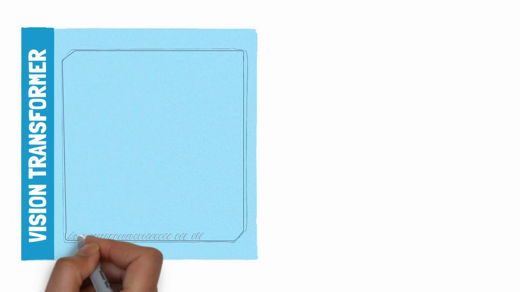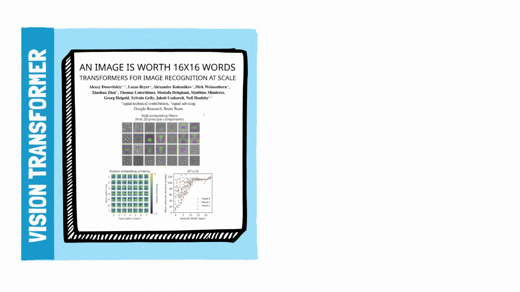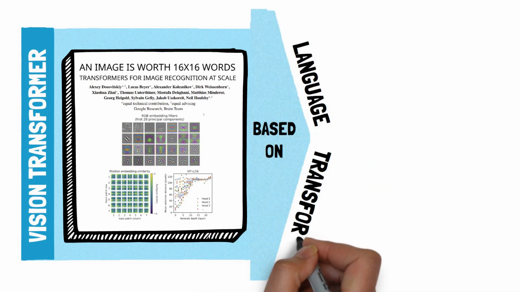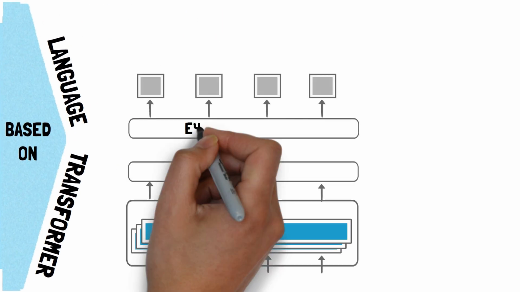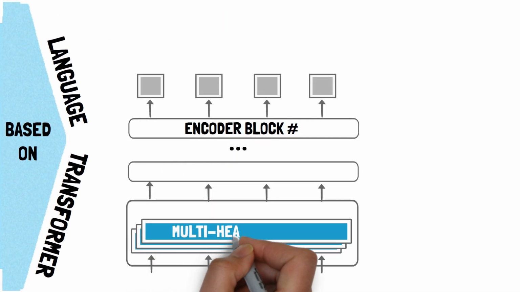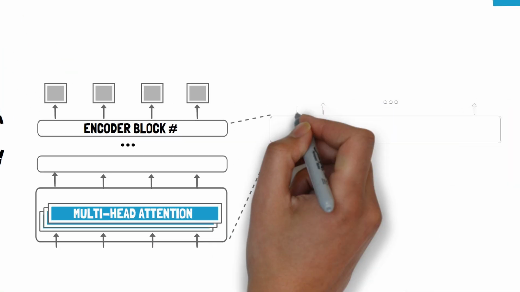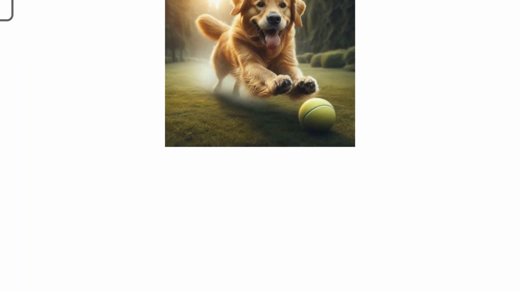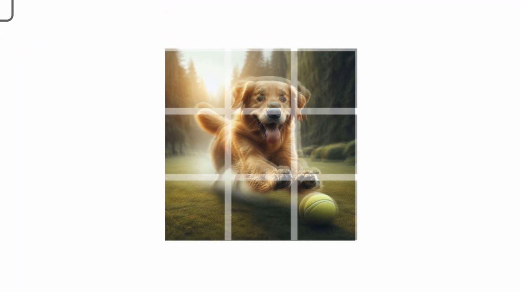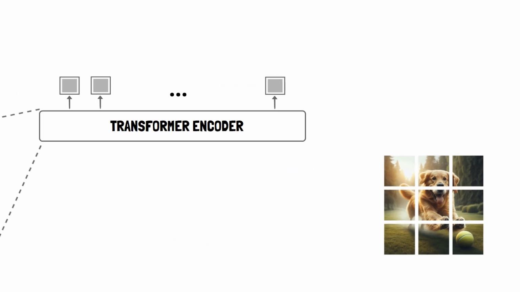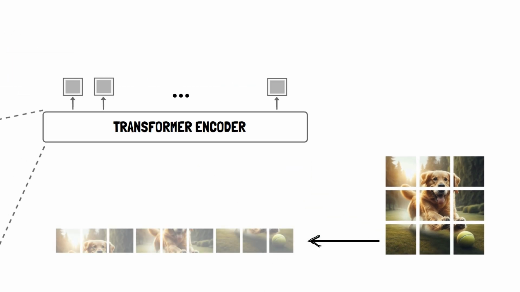Vision transformers were introduced in a paper titled "An image is worth 16 by 16 words." The architecture of vision transformers mirrors that of language transformers, using a series of encoder blocks with multi-head self-attention and feed-forward layers. The main difference is in how they process input. The image is divided into a sequence of fixed-size patches, similar to how sentences are treated as a sequence of words. These patches are then flattened into vectors.